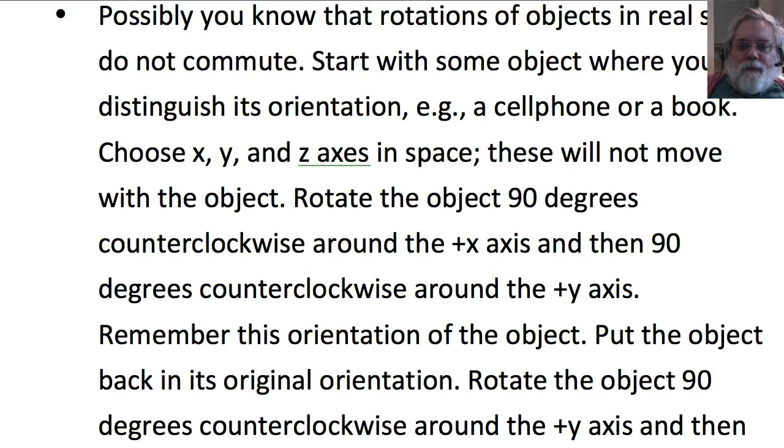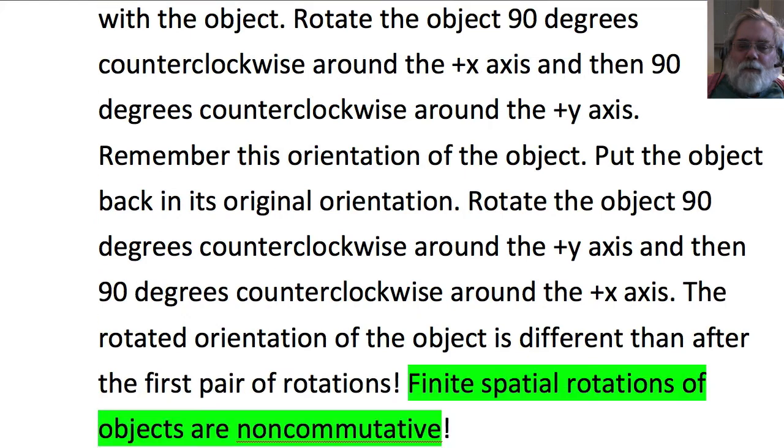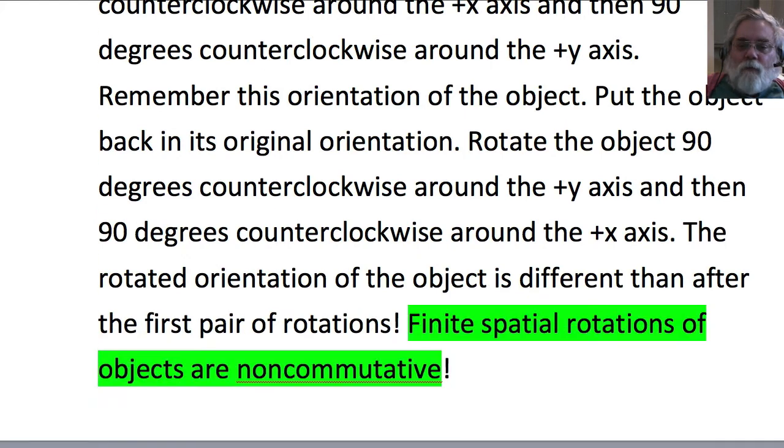Rotate the object 90 degrees counterclockwise around the plus x-axis, and then 90 degrees counterclockwise around the plus y-axis. Remember this orientation of the object. Put the object back in its original orientation. Now rotate the object 90 degrees counterclockwise around the y-axis first, and then 90 degrees counterclockwise around the plus x-axis. The rotated orientation of the object is different now than after the first pair of rotations.